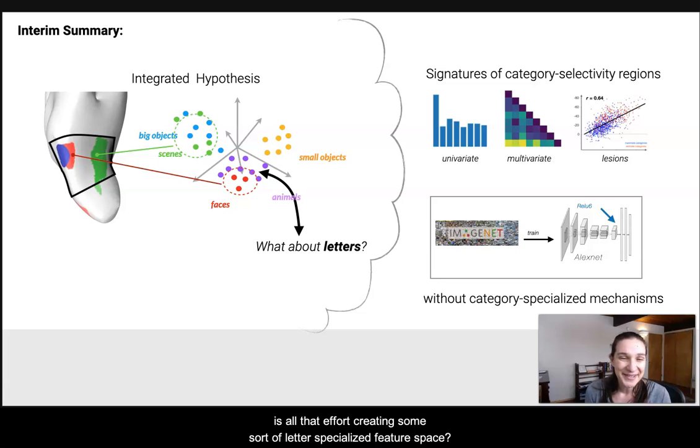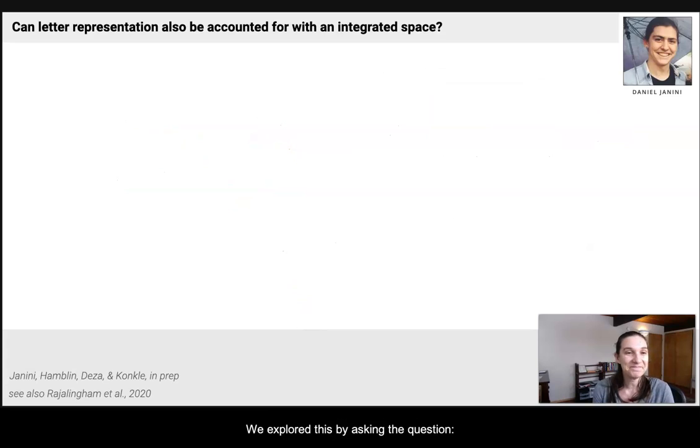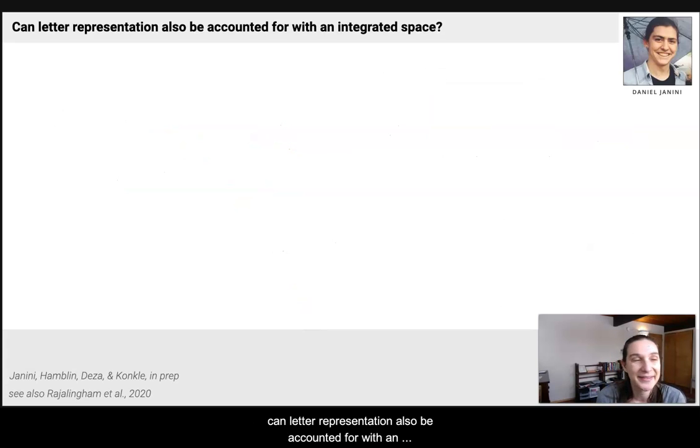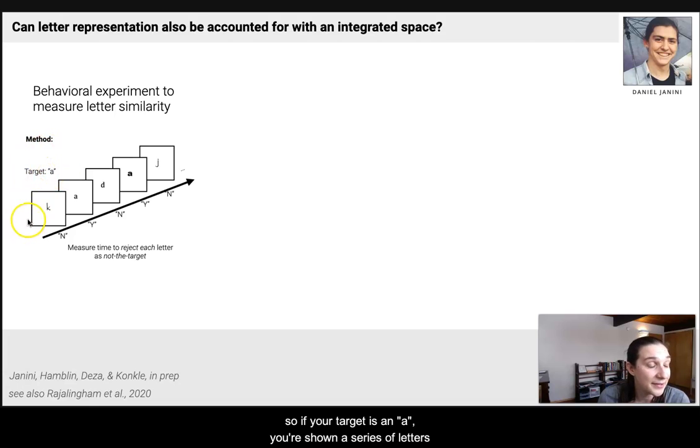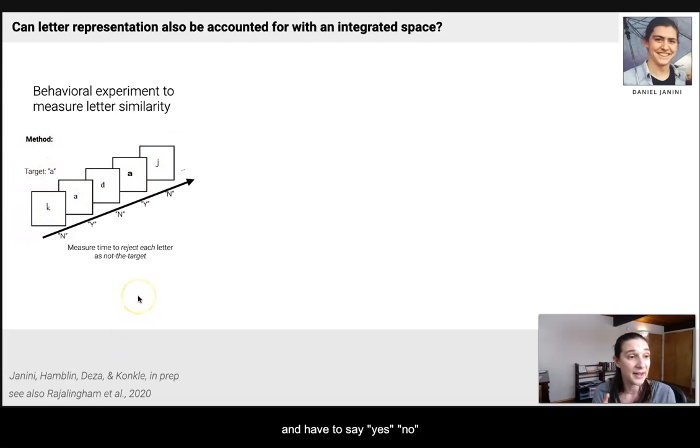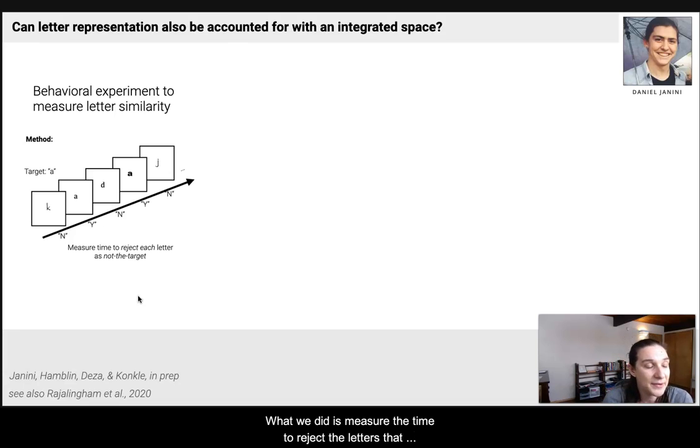Is all that effort creating some sort of letter specialized feature space? We explored this by asking the question, can letter representation also be accounted for with an integrated space? So to do this, we used a behavioral experiment where you just have to categorize letters. So if your target is an A, you're shown a series of letters and you have to say yes, no, yes, etc. And what we did is measure the time to reject the letters that weren't A's as an index of how similar it was to the target.